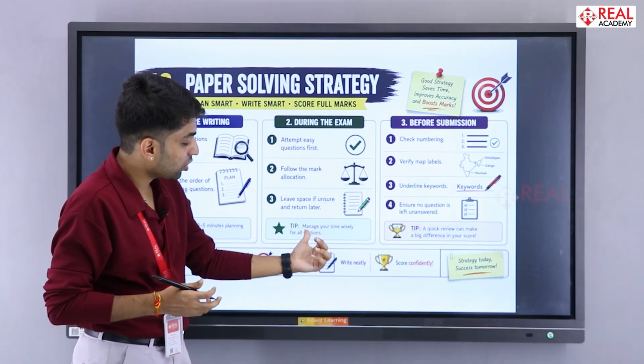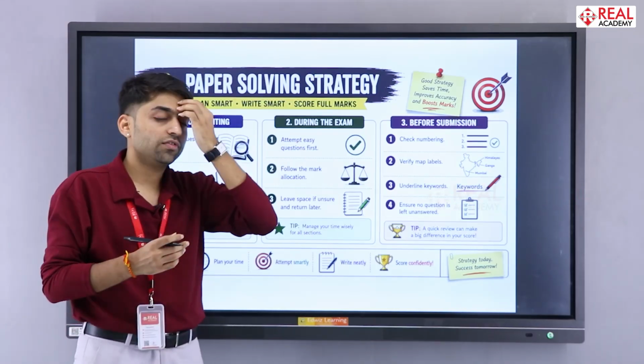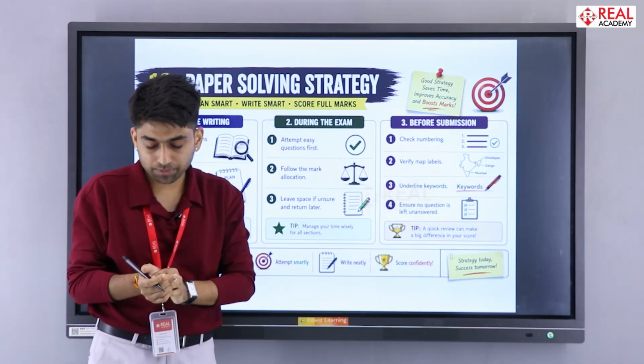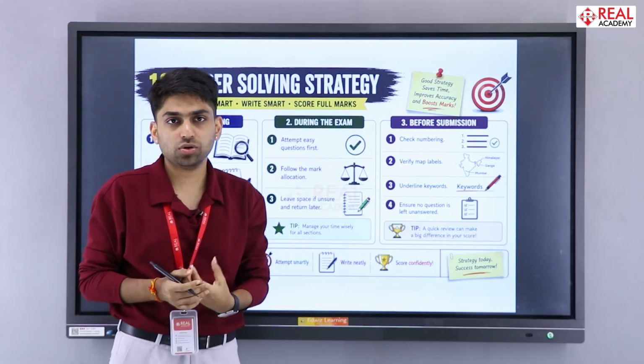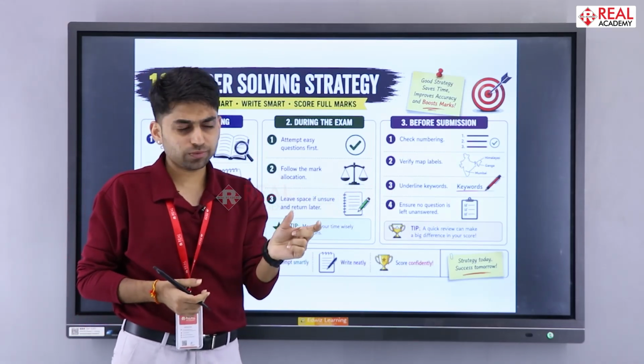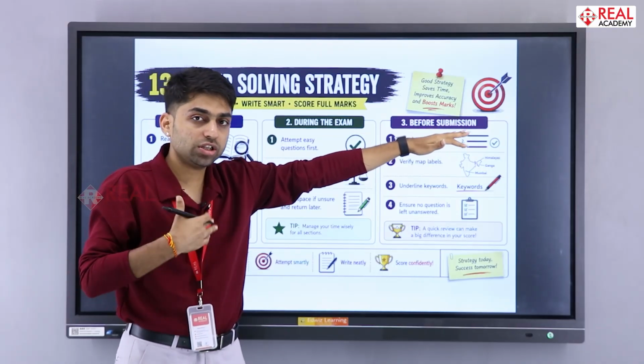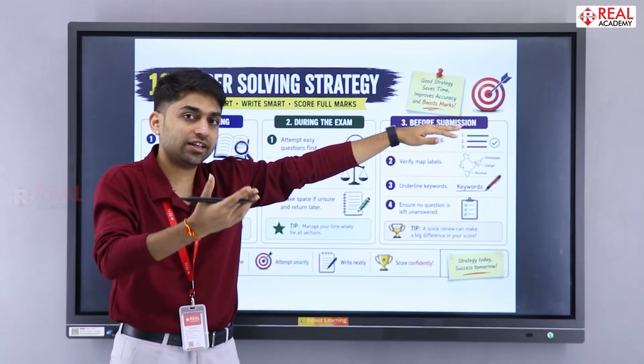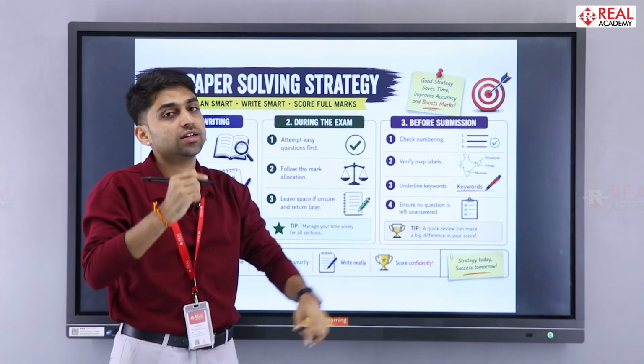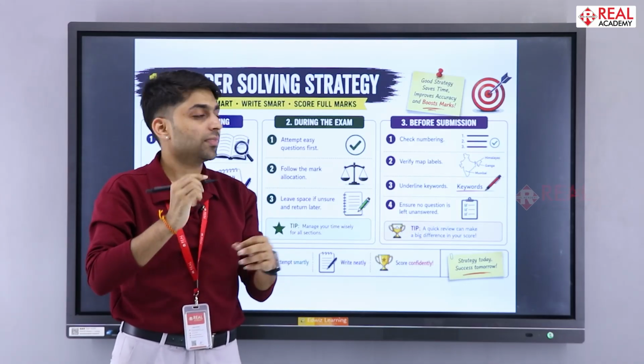Manage your time wisely for all the sections, and whenever you are practicing board papers, prelim papers, or any paper at your home, have a clock next to you. Before submission, check the numbering, that you have numbered all the questions properly, and that the answers you are writing are written in a proper way.